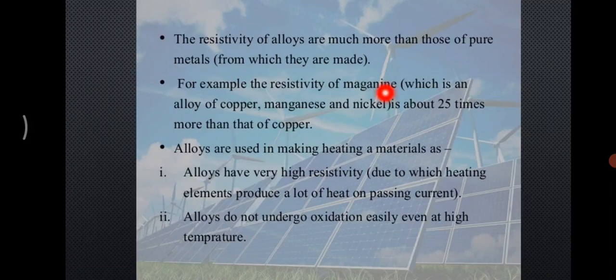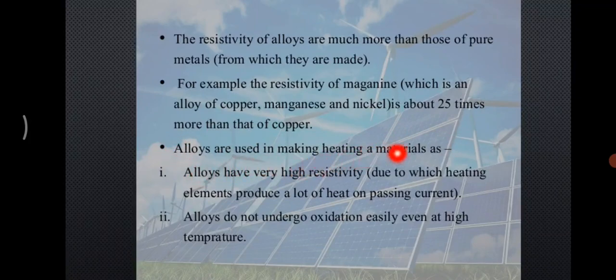Now, the resistivity of an alloy is much more than that of pure metals. For example, the resistivity of manganin, which is an alloy of copper, manganese and nickel, is about 25 times more than that of copper. So you can say alloys have more resistance.